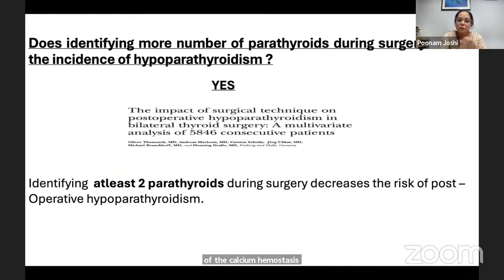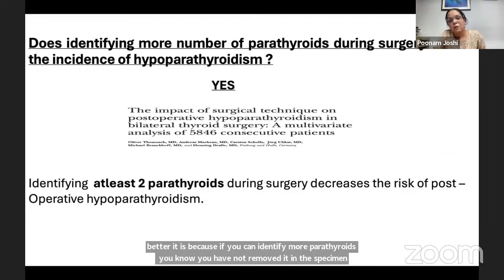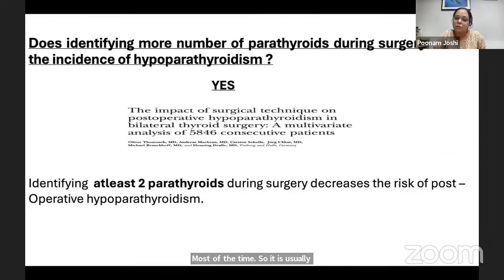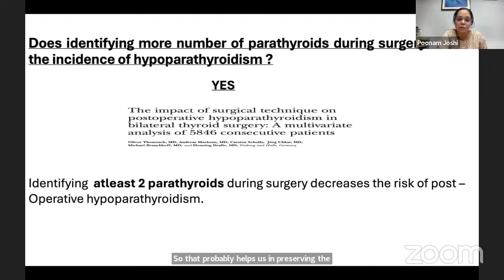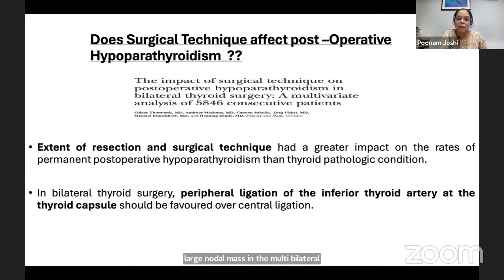Naturally, the more parathyroids you can identify, the better, because if you identify more parathyroids, you have most of the time not removed them in the specimen. It is usually suggested that you go first with the superior parathyroids, because they have a more consistent location compared to the inferior parathyroids. In my practice, I go with the superior parathyroids, at least on the side I am operating, and then I try to look for the inferior parathyroids. That probably helps in preserving the superior parathyroids, especially when there's a large nodal mass in the bilateral central compartment. So that's a practical tip you can use.